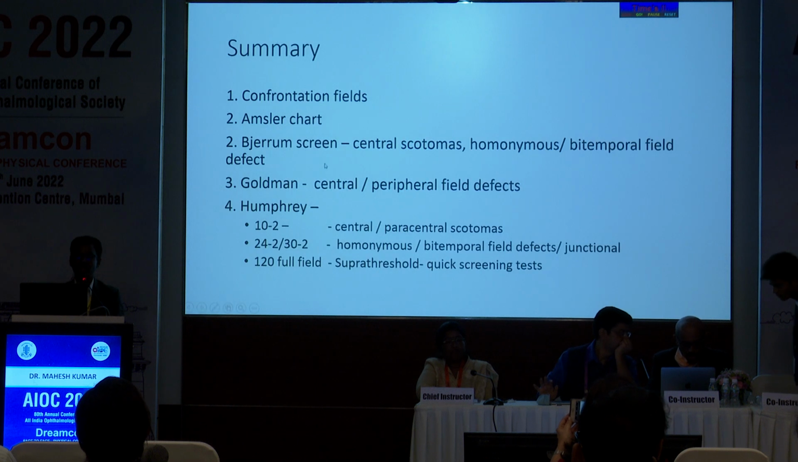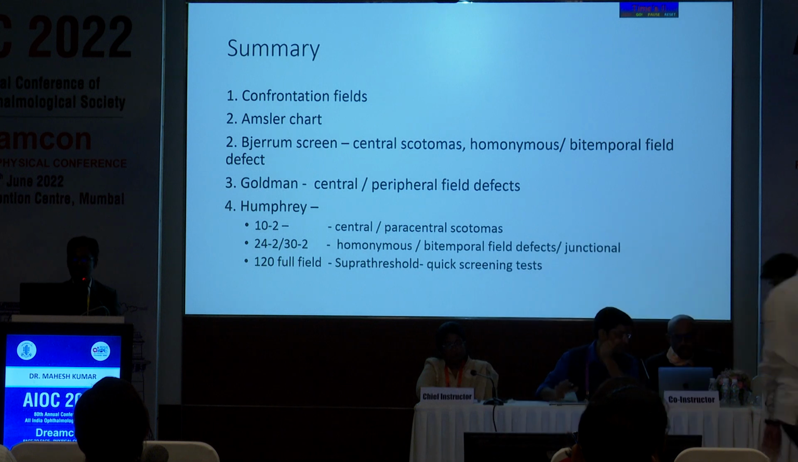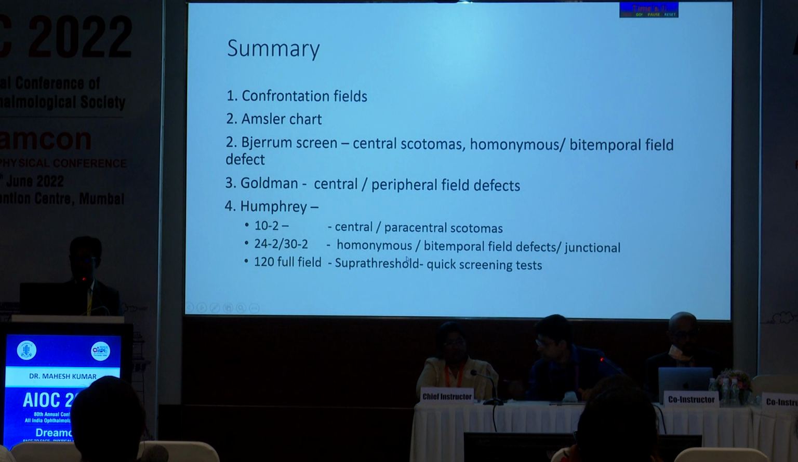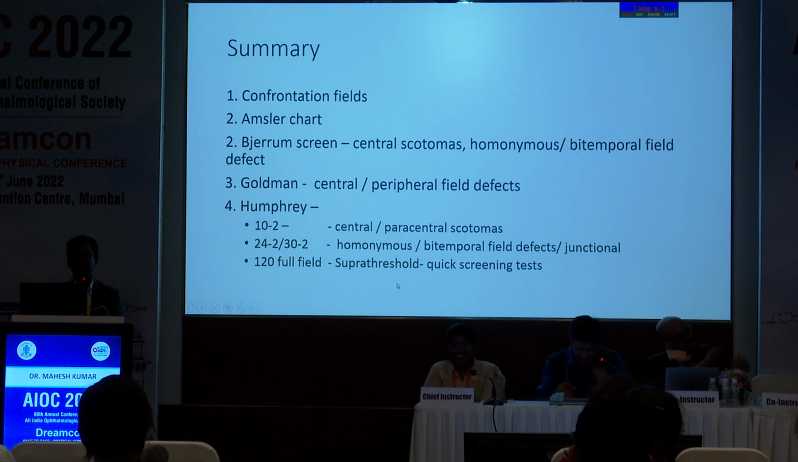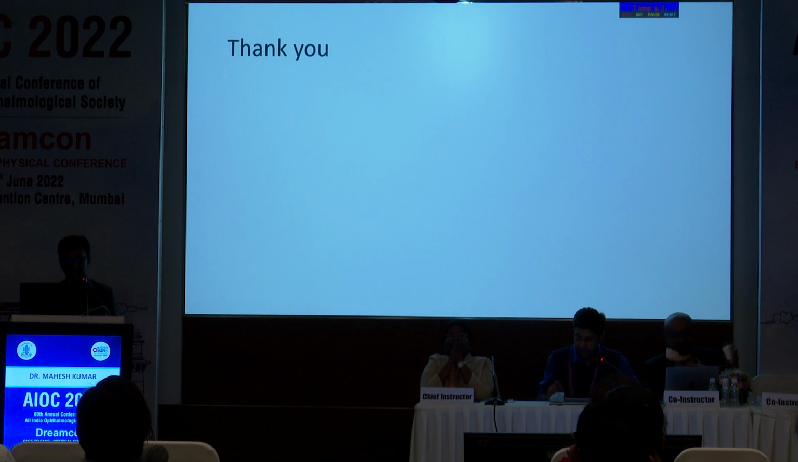So in summary, we need to do confrontation fields, Amsler grid. A Jerem screen may be employed for central scotomas, homonymous field defects. A Goldmann is ideal if it is available. And in Humphrey fields, 10-2 for central defects, 24-2 for most bitemporal field defects or homonymous field defects. And 120 full field tests can be done in a supra-threshold manner for quick screening tests in difficult patients who are unable to cooperate. Thank you for your attention.